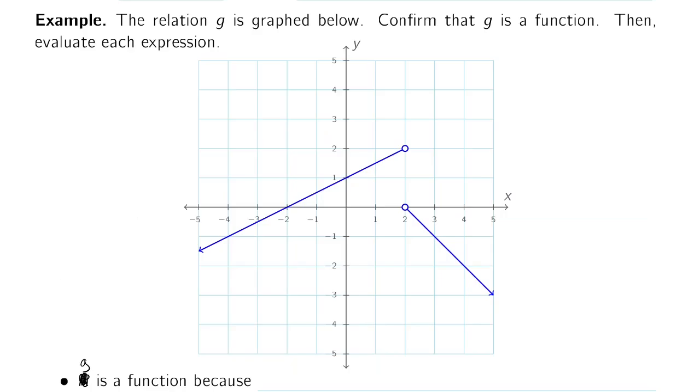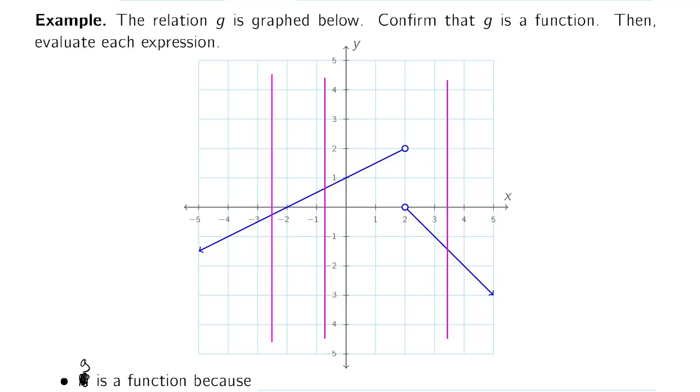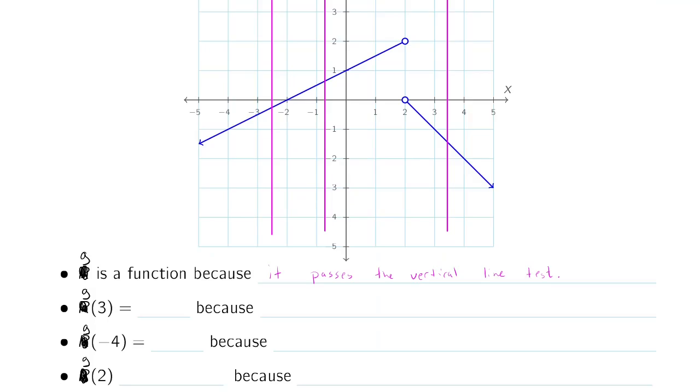Here is the graph of a function that we're going to call lowercase g. And looking at this graph, we see that this is a function because it passes the vertical line test. So anytime I draw a vertical line, it only ever crosses the graph once. So g is a function because it passes the vertical line test. And now we can use this graph to evaluate the function, to find out what value of y goes with a particular value of x.